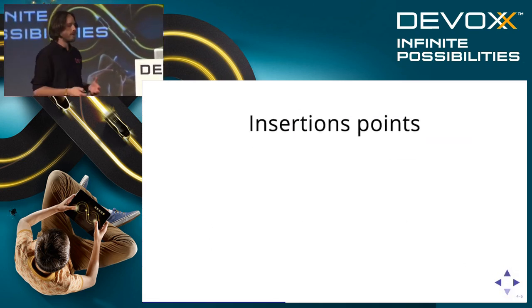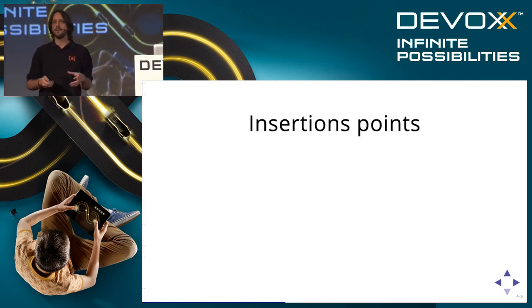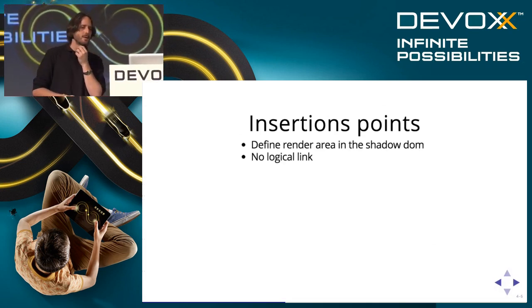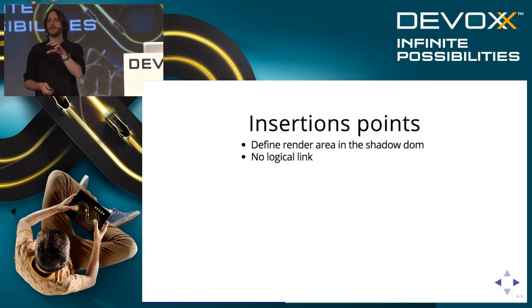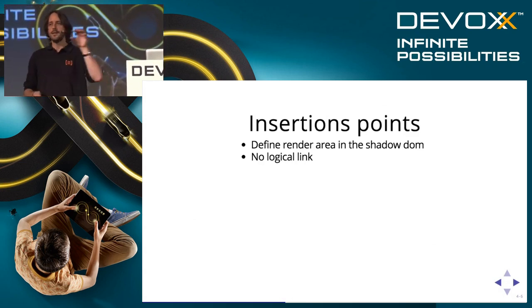So how can the browser know how to mix those two DOMs? In fact, in Shadow DOM, you will be able to use insertion points. Those insertion points will allow you to define some area in the Shadow DOM, and you will tell the browser you can put this light DOM in this area.